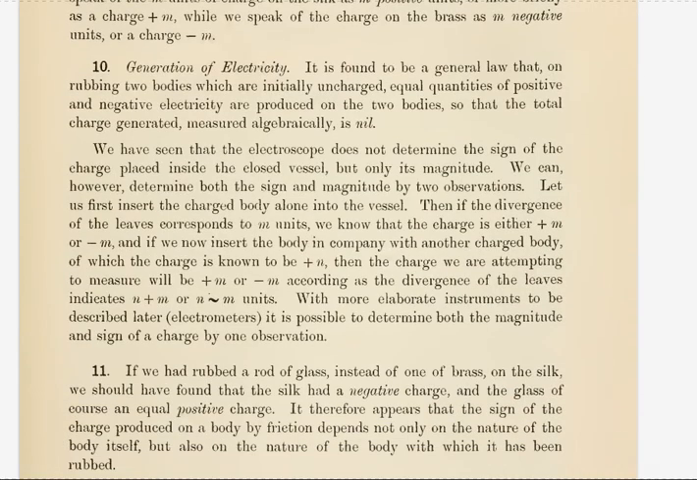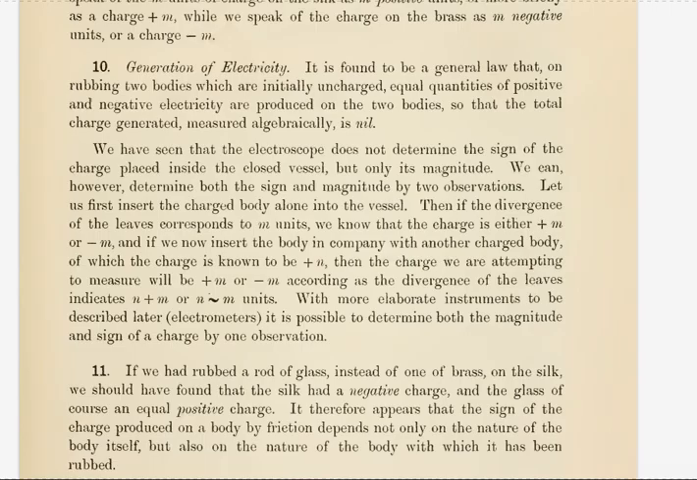10. Generation of electricity. It is found to be a general law that, on rubbing two bodies which are initially uncharged, equal quantities of positive and negative electricity are produced on the two bodies, so that the total charge generated, measured algebraically, is nil. We have seen that the electroscope does not determine the sign of the charge placed inside the closed vessel, but only its magnitude.